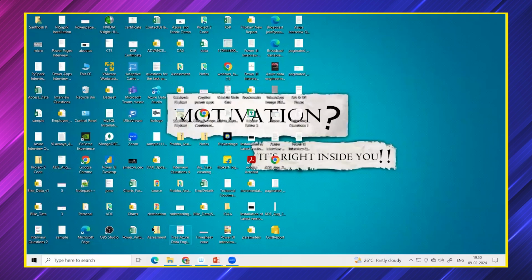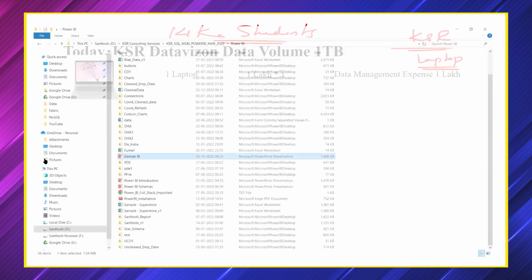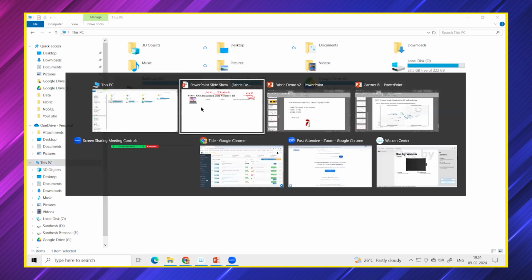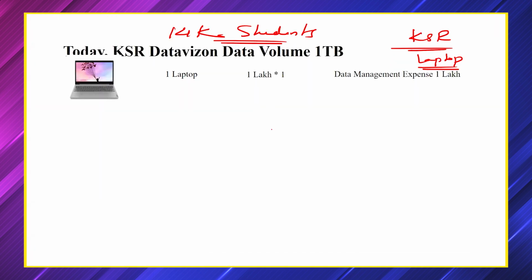What is my laptop's capacity? 220 GB, 460 GB, 460 GB. So 460, 460, 200, it's almost 1 terabyte. This is actually like a Google Drive. So I can store 1 terabyte of data. Today, with one laptop and 1 terabyte of data, I've spent 1 lakh. The entire data management cost is 1 lakh, right?